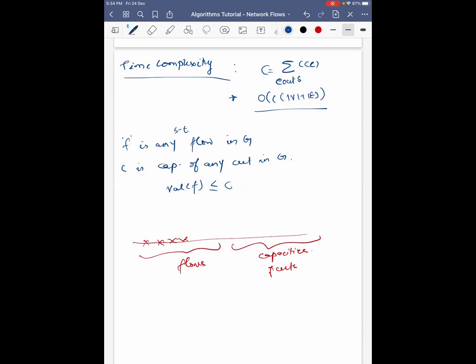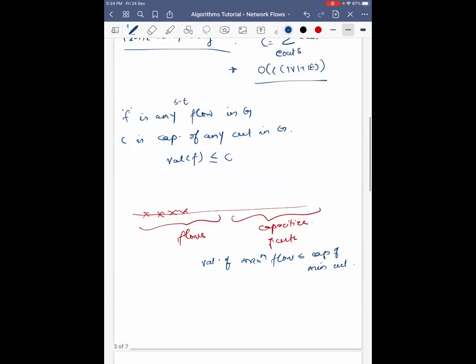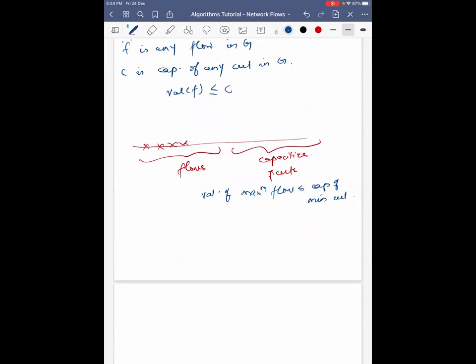So in principle, we know that the value of the maximum flow is less than or equal to the capacity of the minimum cut. Now, for a given flow F, if I'm able to exhibit a cut which has the same capacity as the value of the flow F, then I can very easily say that F is my maximum flow and that cut is my minimum cut. And that is where the equality is attained.